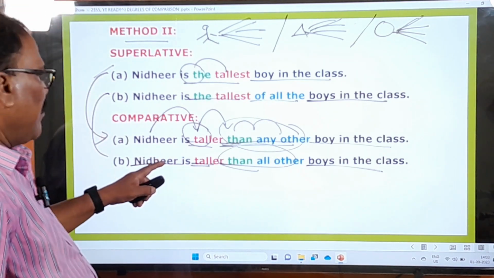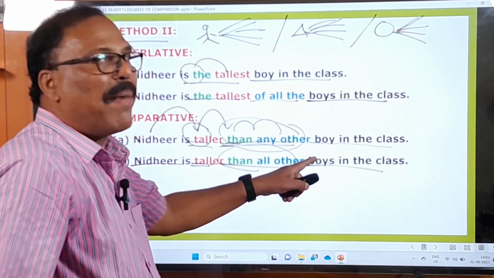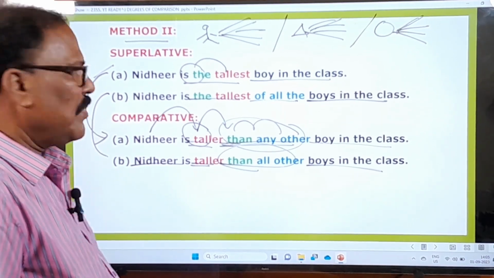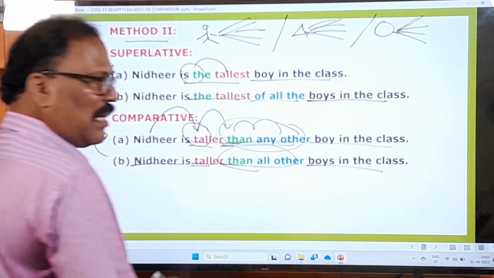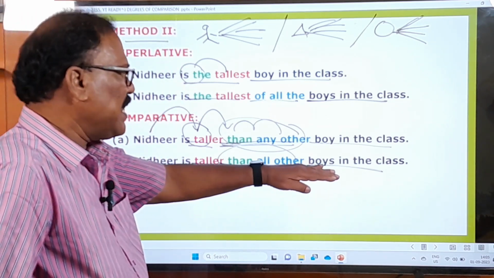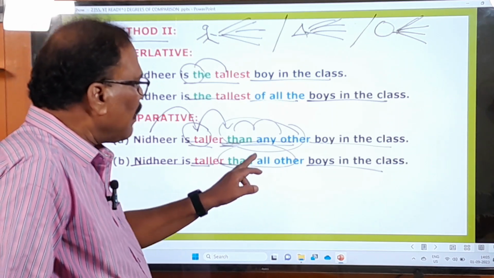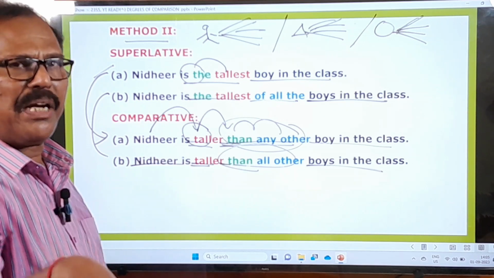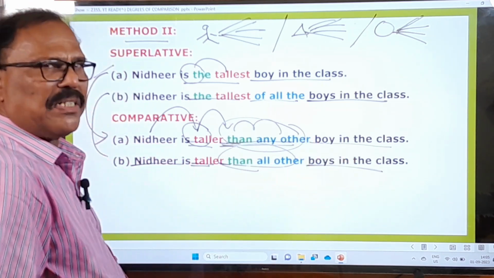Nidhir is taller than all other boys in the class. The Telugu meaning of this is, what is that? Here, any other boy is singular, this is plural. That's only the difference. Okay, right.